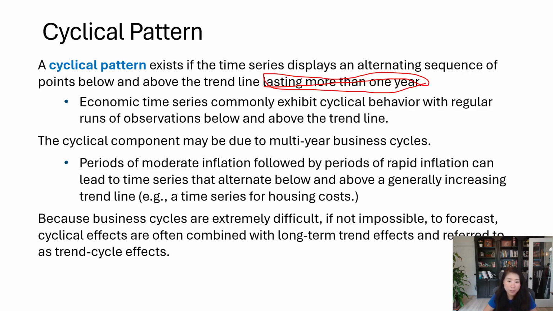Most of the data we are dealing with in the business world are highly impacted by the business cycle. So unavoidably we will be able to see the cyclical pattern. A period of moderate inflation followed by a period of rapid inflation can lead to time series that fluctuate below and above a general increasing trend line. Because business cycles are extremely difficult, if not impossible, to forecast, cyclical effects are often combined with the long-term trend effect and are referred to as trend cycle effects.